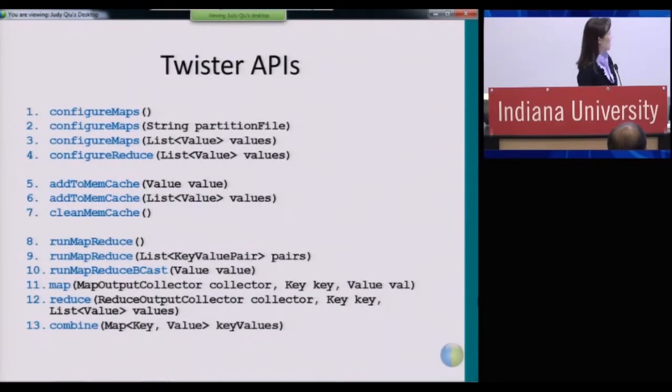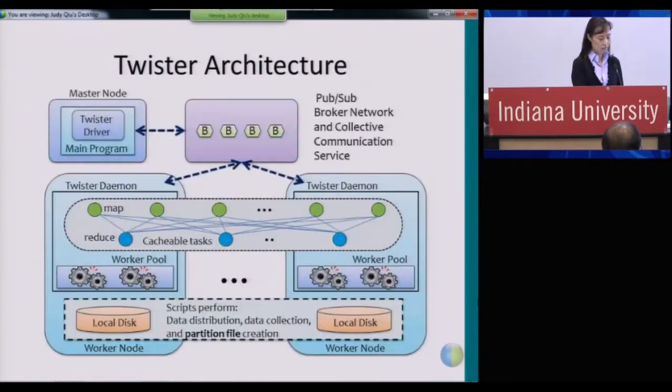Here I list some key APIs that we provide through Twister. The top section is about configuration, where we set up the configuration of the map task and the reduce task. The middle part is mainly about broadcast, because iterative functions have to broadcast global data. And the lower part is the detailed functions that you can call in the map and reduce interface.